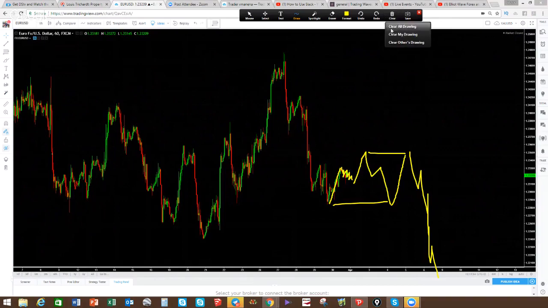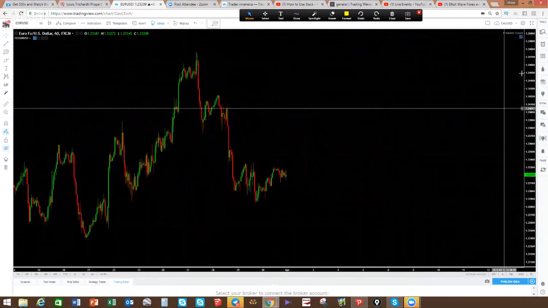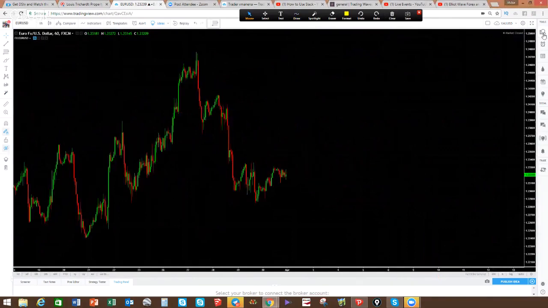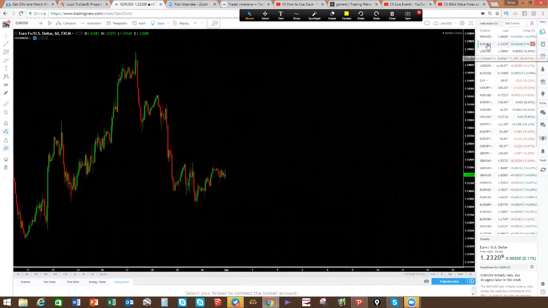Okay, I'm going to do gold, but not now, together with silver. Let's carry on with all the US dollar pairs for now. Pound US dollar.